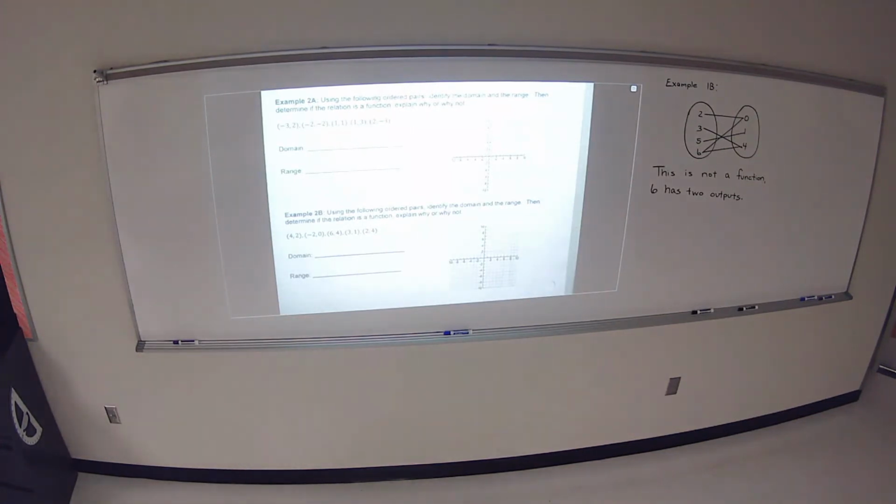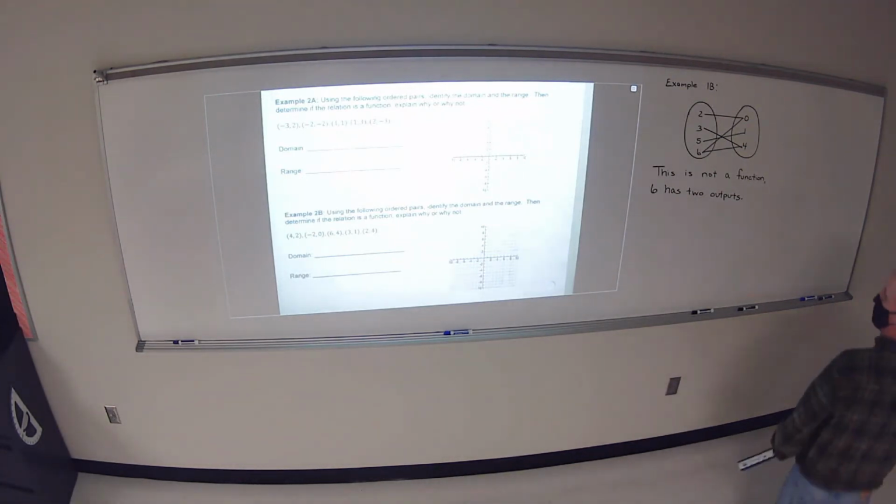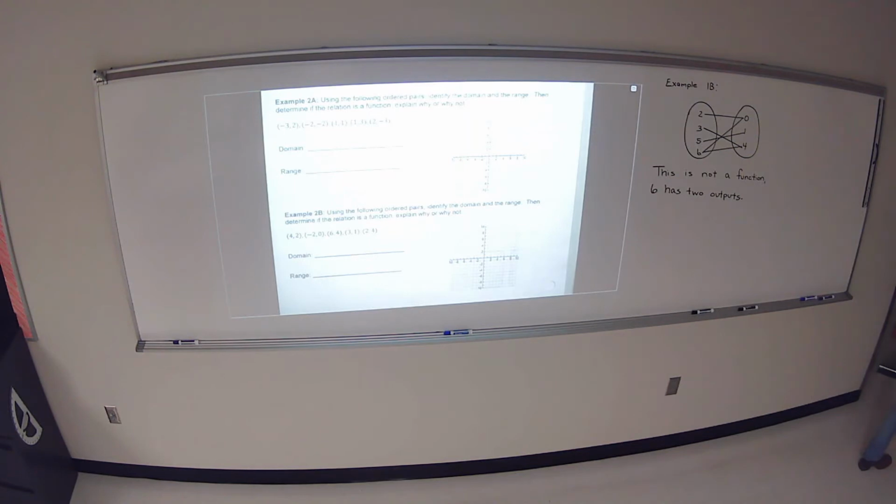Yep, you can just keep that graph paper. I don't know if we'll need to begin right away or not, but you can keep it loose in there. So in example 2A, it says use the following ordered pairs, identify the domain and range, then determine if the relation is a function and explain why or why not, and I'm specifically giving you a graph. This is my way, without telling you what you have to use, of telling you I expect you to use the vertical line test.